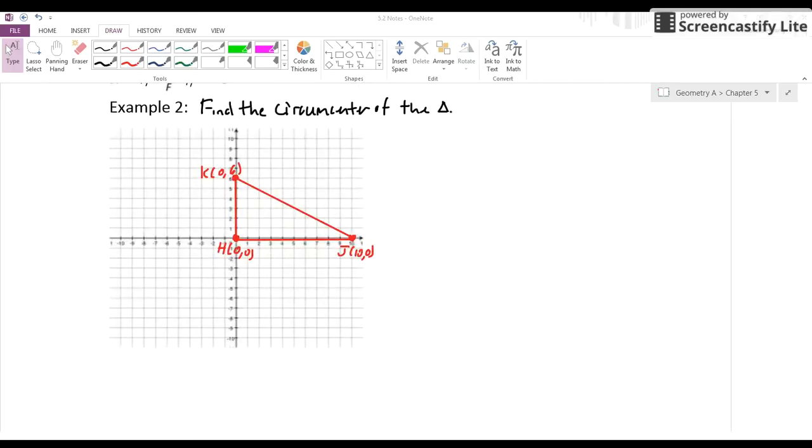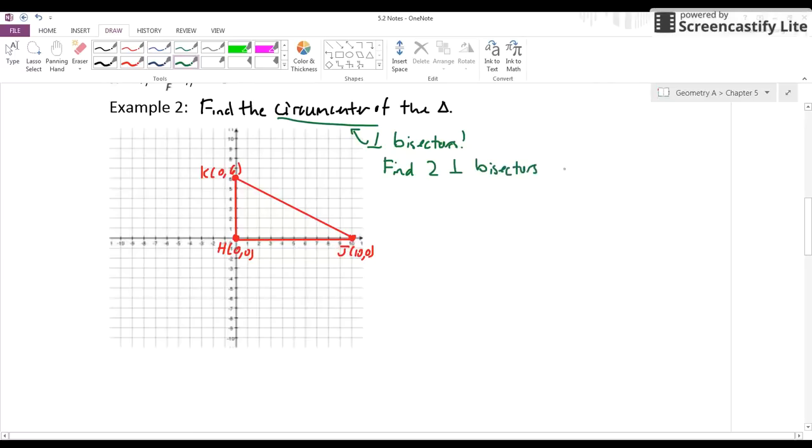All right, so there's our triangle HJK. H is at (0, 0), J is at (10, 0), and K is at (0, 6). What we need to do is find the circumcenter of this triangle. And remember, to find the circumcenter, we need perpendicular bisectors. So we need to find where perpendicular bisectors intersect. So we need to basically find two perpendicular bisectors and their point of intersection.